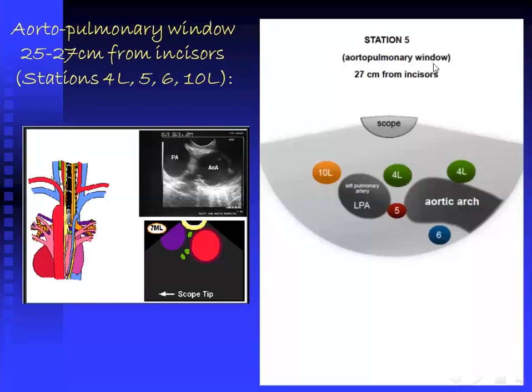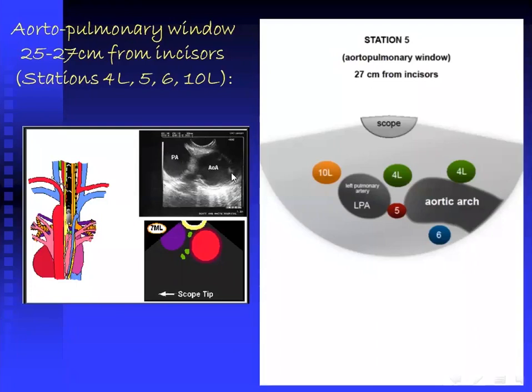Aorto-pulmonary window. From the subcarinal area, station 7, I withdraw the echo on the scope slightly to locate the tip. Its tip is at 27 centimeters from the incisors. With some anti-clockwise rotation, I can find these anatomical structures very nicely: the Mickey Mouse appearance of the aorto-pulmonary window.